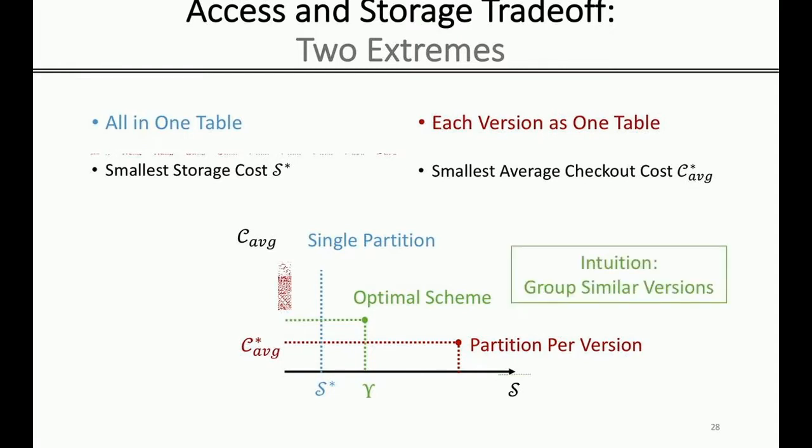The high-level intuition here is that we can possibly group the versions that are similar to each other together, such that we only access a smaller number of irrelevant records when checking out a version, and the storage cost is not increased too much. Yeah, sorry for the figure here.